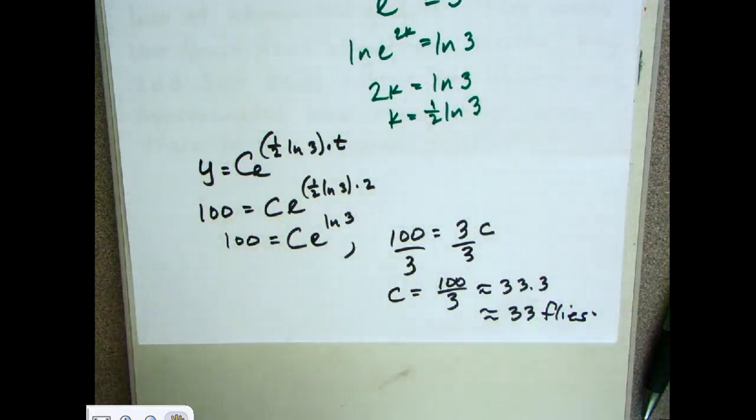Okay. So with this particular problem, we had an experimental population of fruit flies. It seems as though our initial population was 33 flies. After day 2, we had 100 flies. After day 4, we had 300 flies. Exponential growth. Now that we know what C is and what K is, we could figure out what our population would be after maybe 15 days. You just plug in 15 for T, 33 for C, 1/2 natural log of 3 for K, and then you can find those values.